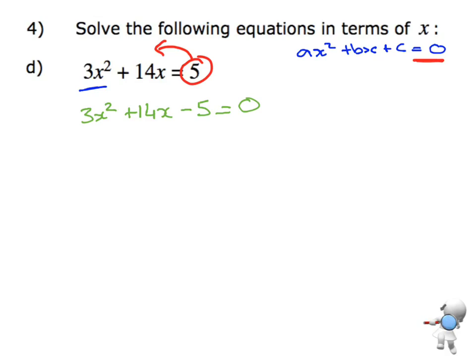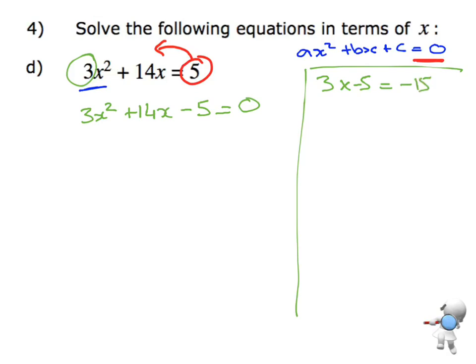Now what I want to do, because the coefficient of x squared is not 1, that means we've got a different process to use. So what I need to do is take that coefficient of x squared, which is 3, and the number by itself, which is negative 5, and multiply those together. And now I need to look for all the factors of negative 15. So all the different ways I can multiply two numbers to get negative 15.